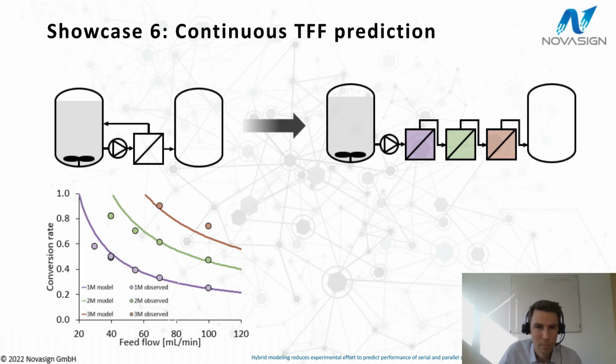What we learn here: the test experimental data are these dots, and the model prediction is these lines. You see how the conversion rate changes depending on 1, 2, 3 membranes and the feed flow rate. This is already done from the initial scouting data set. So you can really predict the conversion factor for a certain membrane combination based on a very limited amount of training data. And this is the advantage, for example, on the manufacturing side, where these proteins are quite expensive.